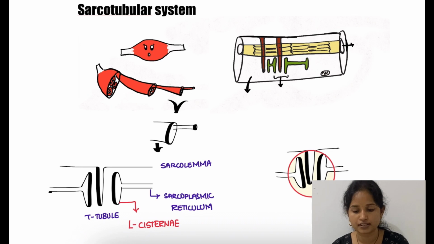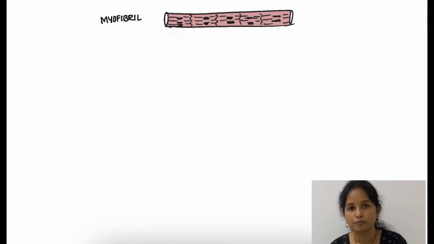So in this we discussed the cytoplasm being the sarcoplasm, the membrane of the muscle fiber being called sarcolemma, and the endoplasmic reticulum of the muscle fiber being called sarcoplasmic reticulum. Now the triad is formed by the T tubule and the lateral cisternae together. Now you can imagine the muscle fiber will be having many myofibrils. So now we will see the structure of a myofibril.